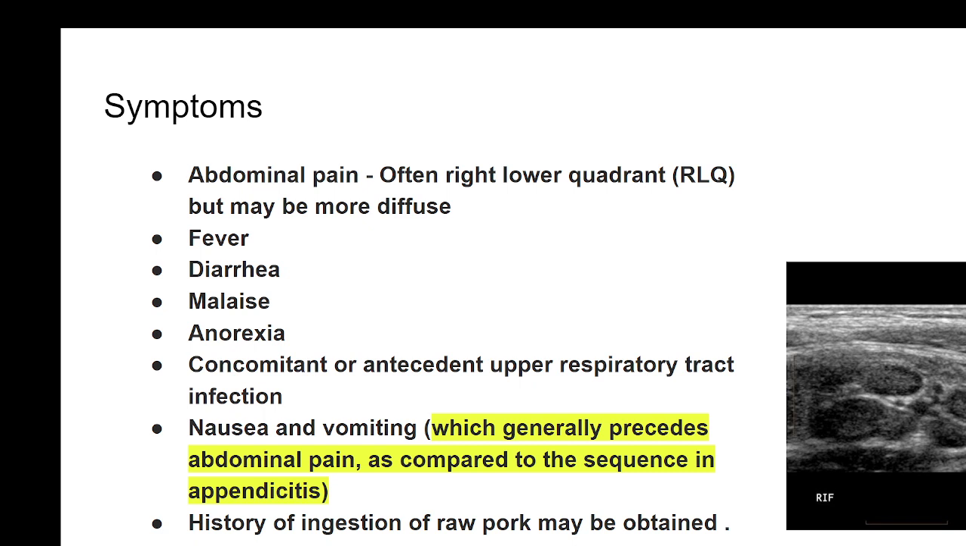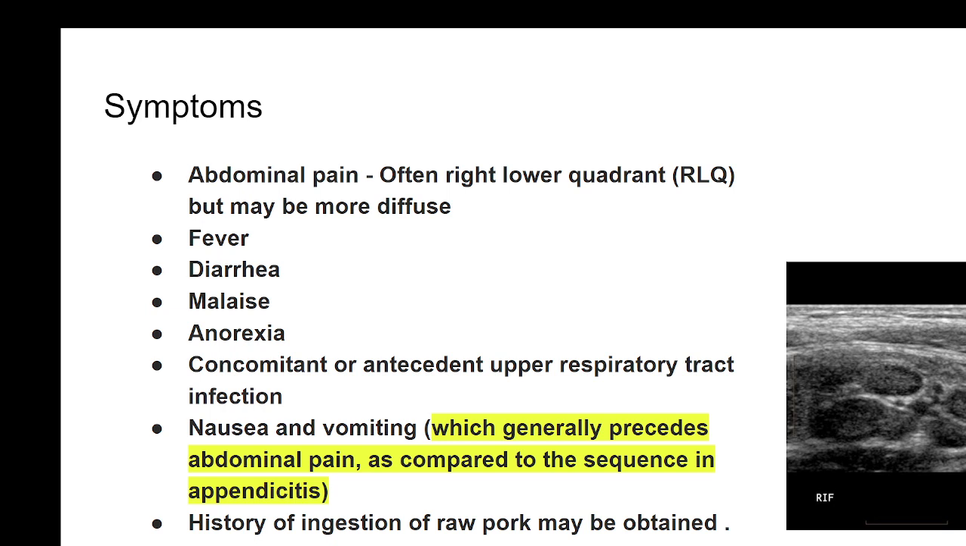Fever, diarrhea, anorexia, and upper respiratory tract infections. More commonly, the patient may have an upper respiratory tract infection prior to this abdominal pain, or correspondingly at the same time it may have nausea and vomiting. Now, the vomiting, very characteristically, is before the abdominal pain compared to appendicitis. So that makes the difference. Otherwise, the clinical history will be similar, but vomiting will be before the pain occurs.